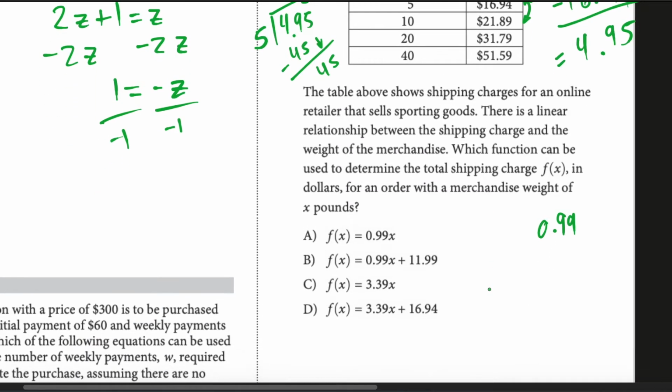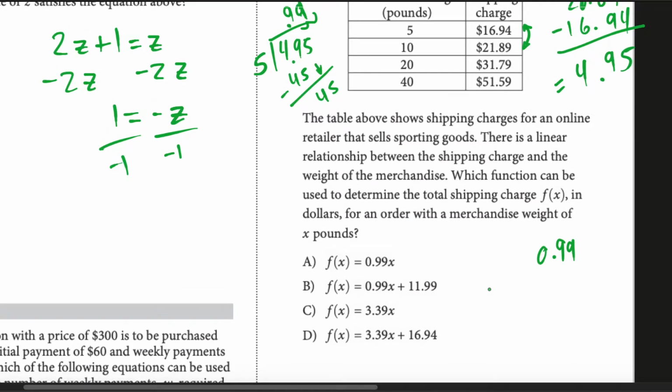Okay, let's see if we can't eliminate any answer choices. Well, look, honestly, at this point, you know it's not going to be this. You know it's not going to be this because, again, it's for an order with merchandise weight of x pounds. So it's always going to be, if this is per pound, then this times x. Right, so you got two choices. It's going to be 0.99 times x or 0.99 times x plus 11.99.